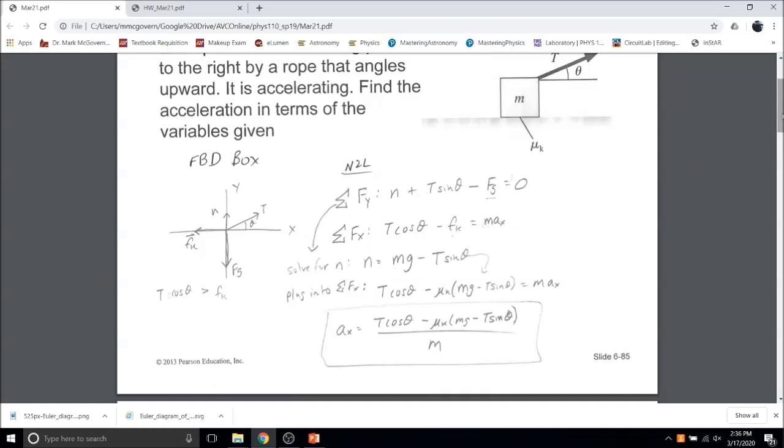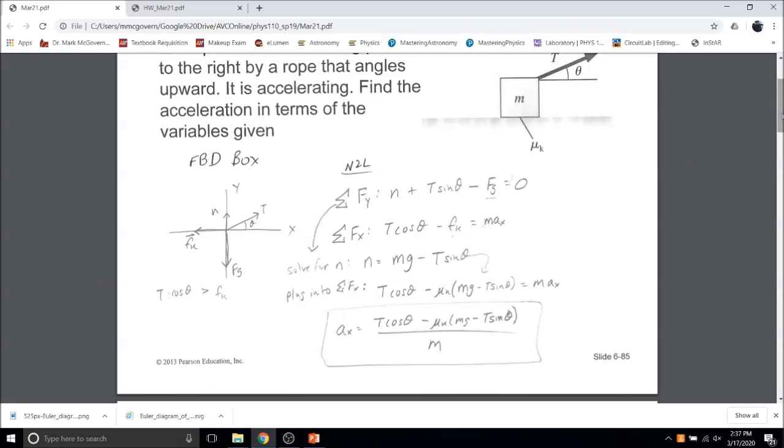We go to the x equation now. We got T cosine theta. That's the component of tension to the right. And it's being opposed by kinetic friction. We are told that we're accelerating, so we will set that equal to m a sub x, okay, which is the acceleration in the x direction.